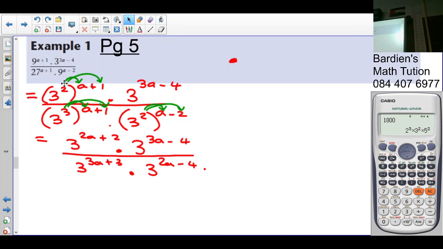We'll bring all the common bases together now. So when we're multiplying and the bases are the same, we add the exponents. When we divide and the bases are the same, we subtract the exponents. So that's your next bullet. We're multiplying and bases are the same, we add the exponents. We're dividing and bases are the same, we subtract the exponents.